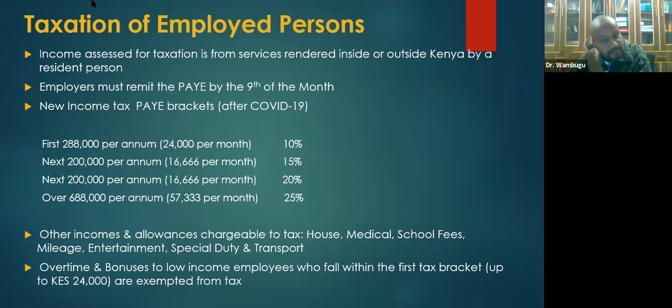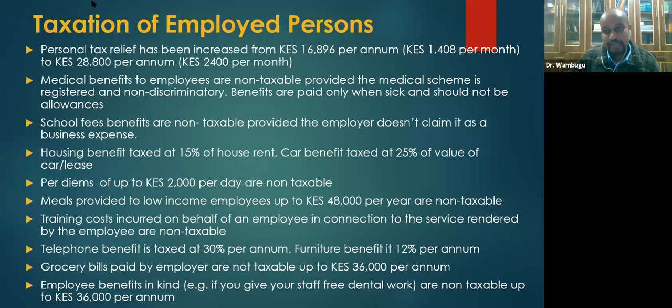Overtime and bonuses to low-income employees. If your employees earn less than 24,000 in your practice, and they do any overtime work or bonuses, they're actually exempted from tax. They should not be paying any taxes on that. I'm sorry, my slide is a bit busy, but stay with me.